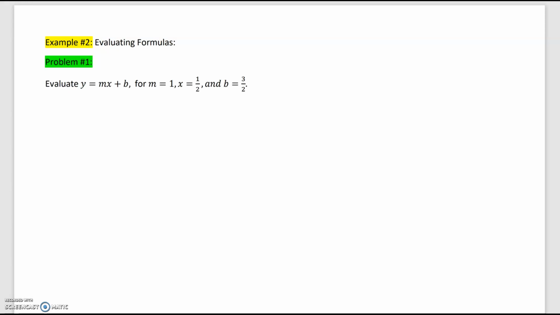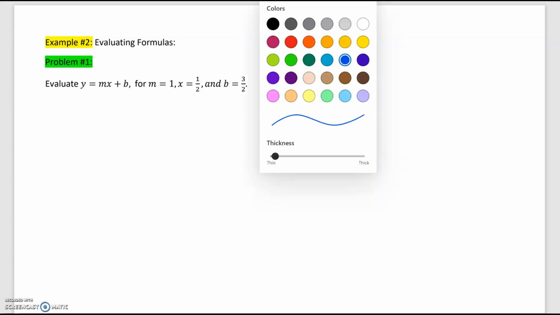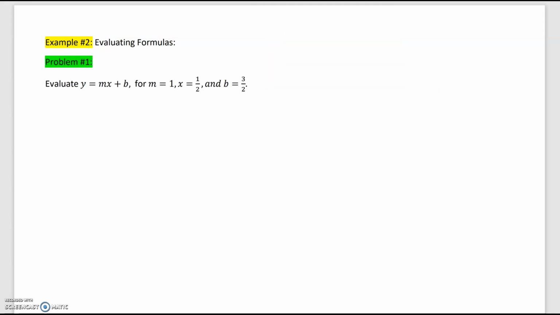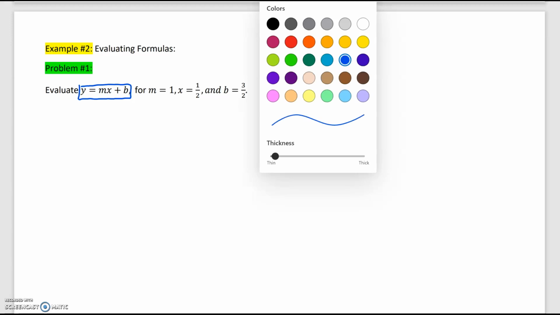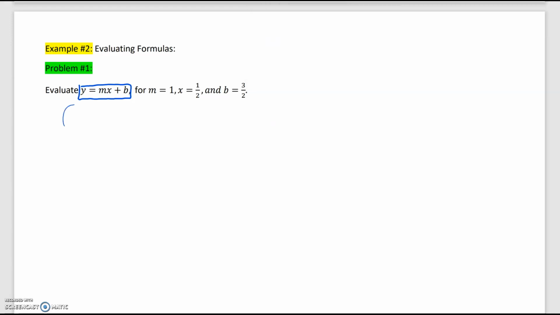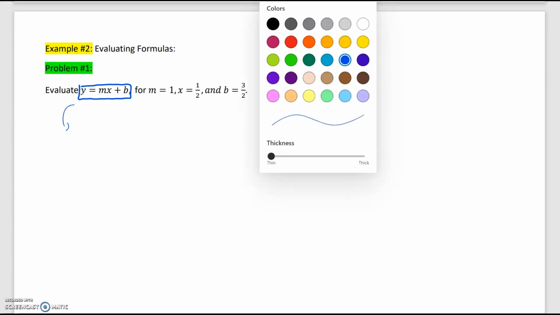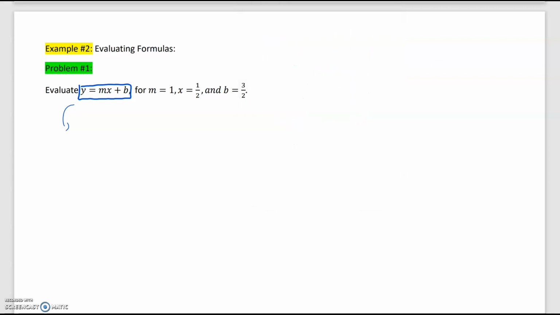Hi class, let's take a look at a couple of problems where they want us to evaluate. Now, for problem one, here's what we have. So we have an equation, and let me just box it in. And in this equation, they want us to plug in a couple of values. So we technically have an m, an x, and a b.